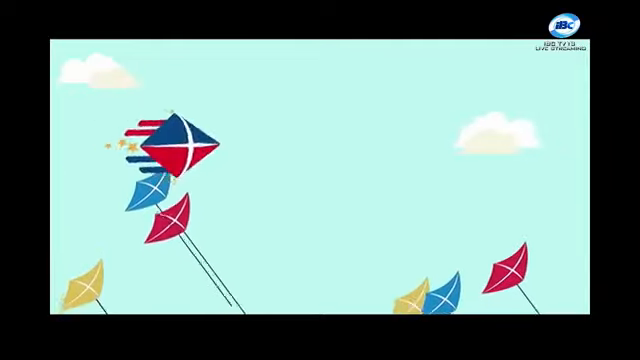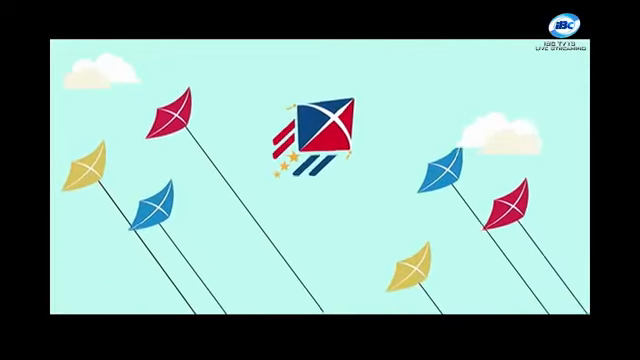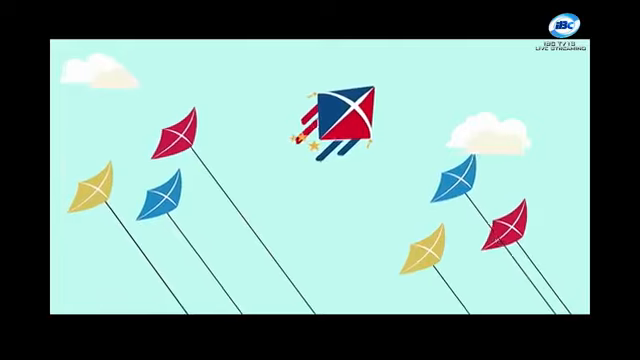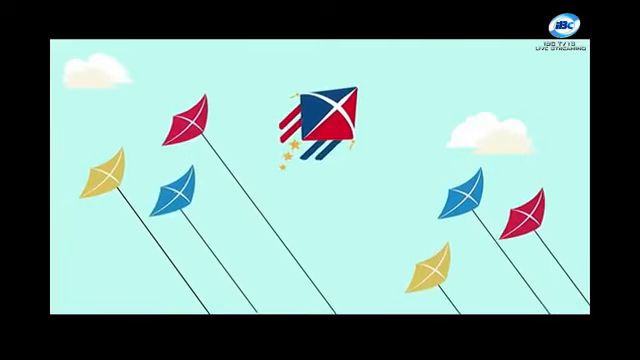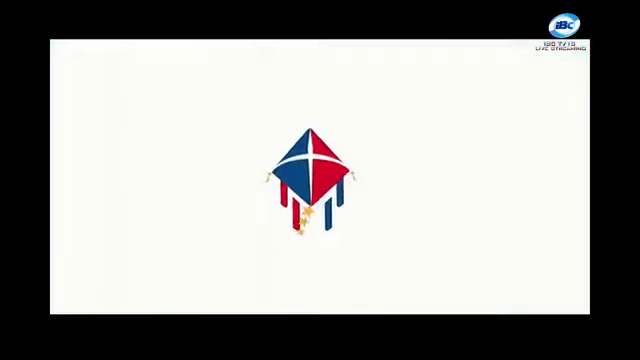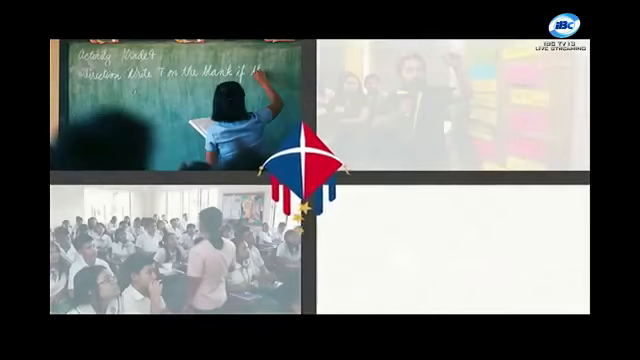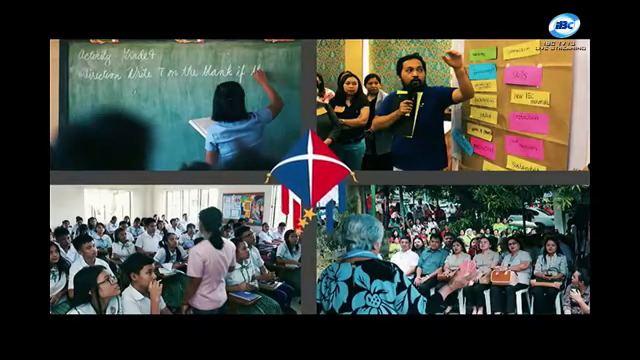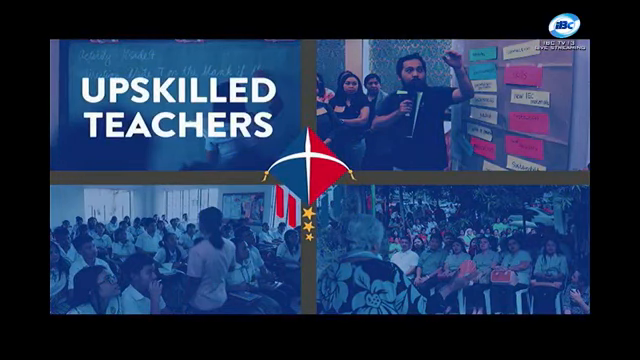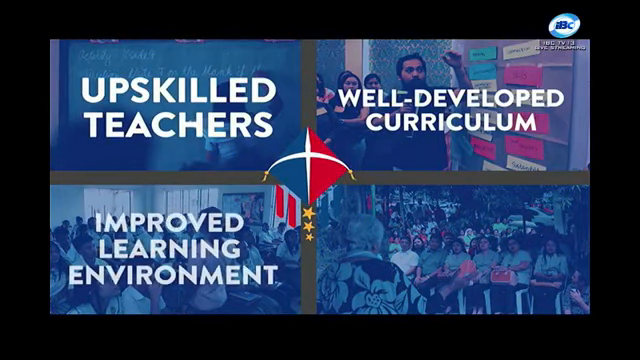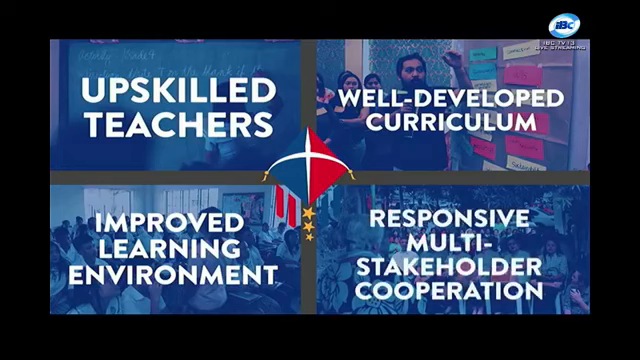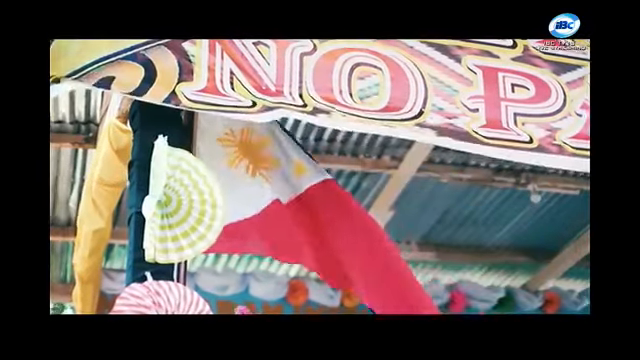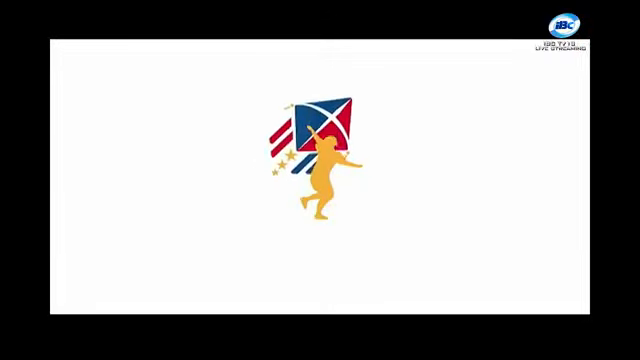Rising, the kite is our emblem of aspiration to deliver the brand of quality in Philippine basic education. The quadrants of the soaring kite symbolize the key reform areas in forwarding this cause, as we embark on this aggressive reform to yield upskilled teachers, well-developed curriculum, improved learning environment, and responsive multi-stakeholder cooperation. Using the colors of our flag, the logo symbolizes our unity and serves as a reminder that it takes a nation to educate a child.